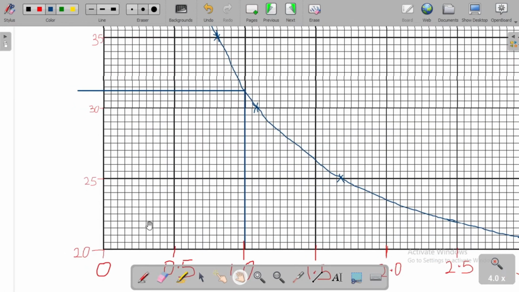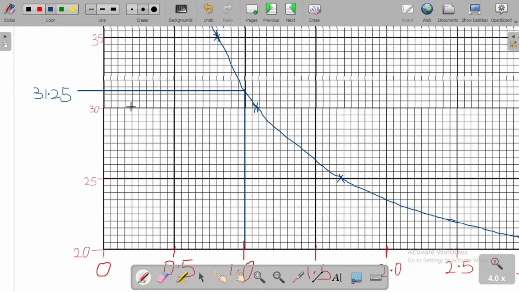So let's get the value. This is 30, 30.5, 31. 31.5 is in between 31 and 31.5. So it is 31.25. I believe you understand what I've just done.